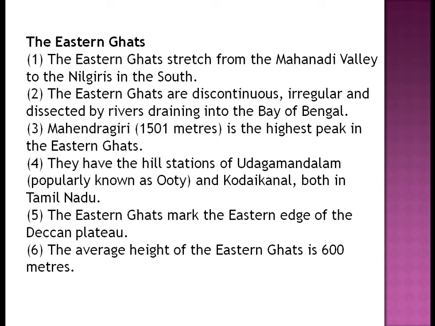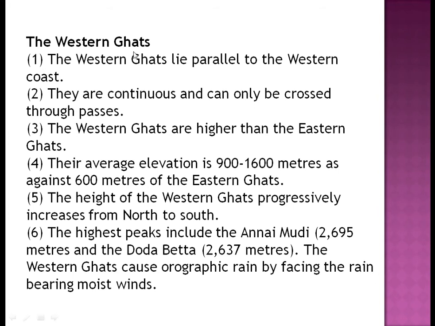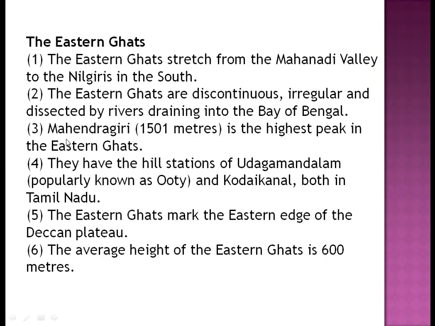Moving further to see the next point. The average height is also mentioned here, so you have to mark any 6 points which are important, and whenever it is asked, you have to write them. Again I am repeating: first location, then continuous, then discontinuous, then height, and then the peak. Here Anai Mudi is the peak of the Western Ghat and Mahendragiri of the Eastern Ghat. In this way you have to present the differentiation.